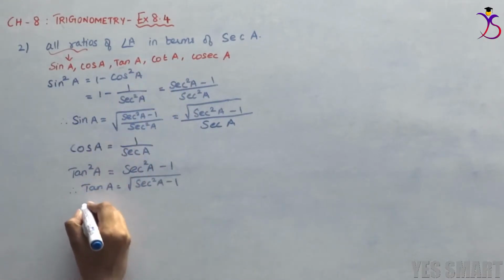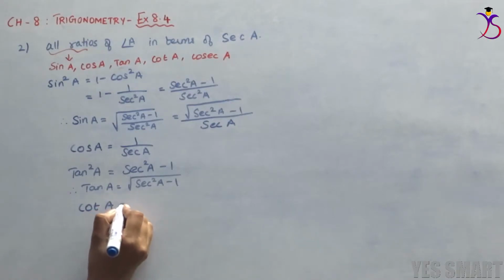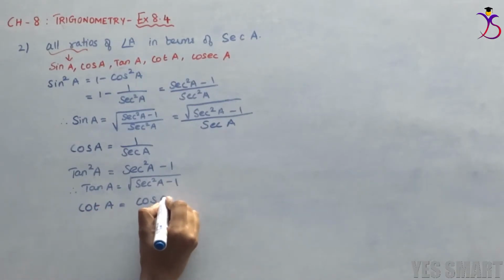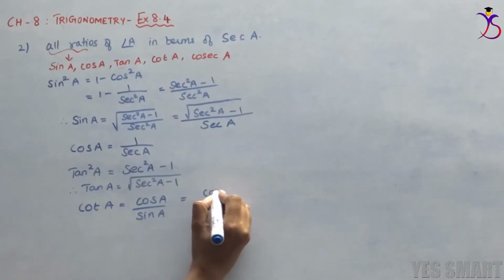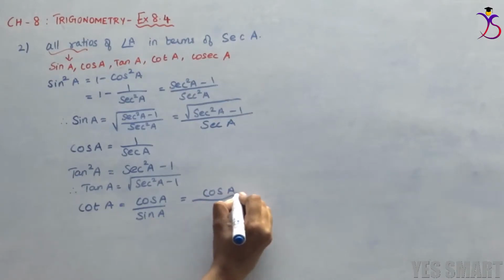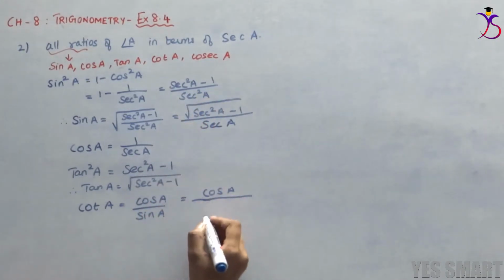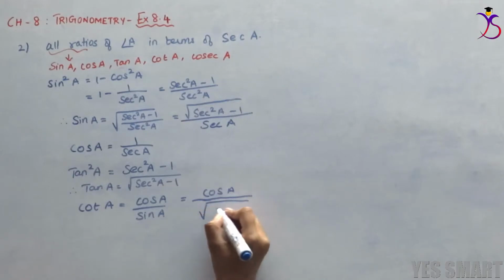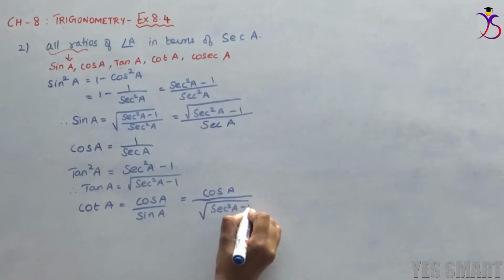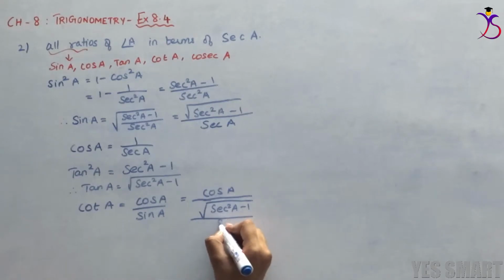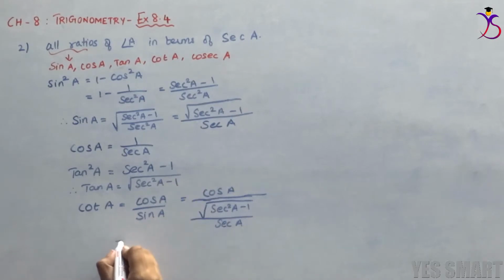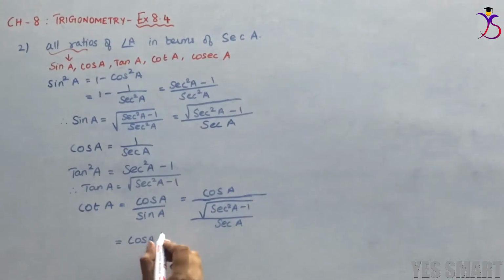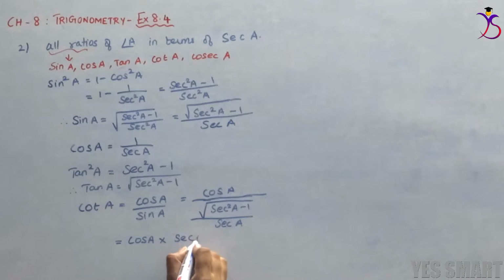Now cot A. Cot A equal to cos A by sin A. This is again equal to cos A divided by, we have already calculated the value of sin A, so I am just substituting the same here. On solving this by reciprocating it, cos A into secant A by square root of secant square A minus 1.